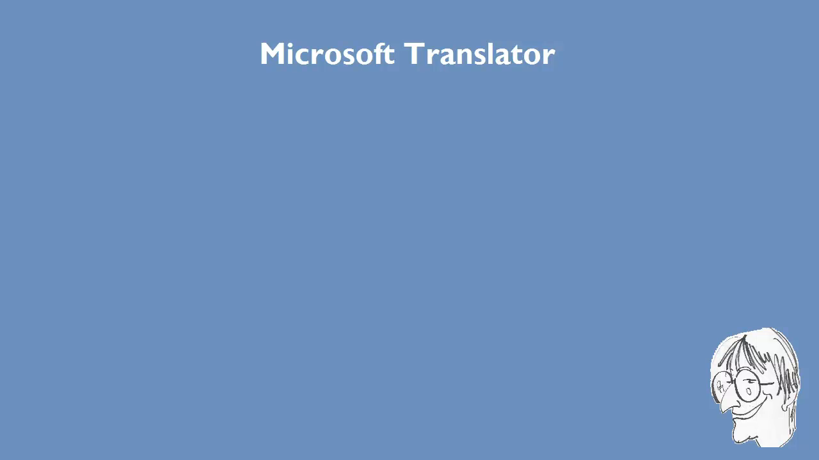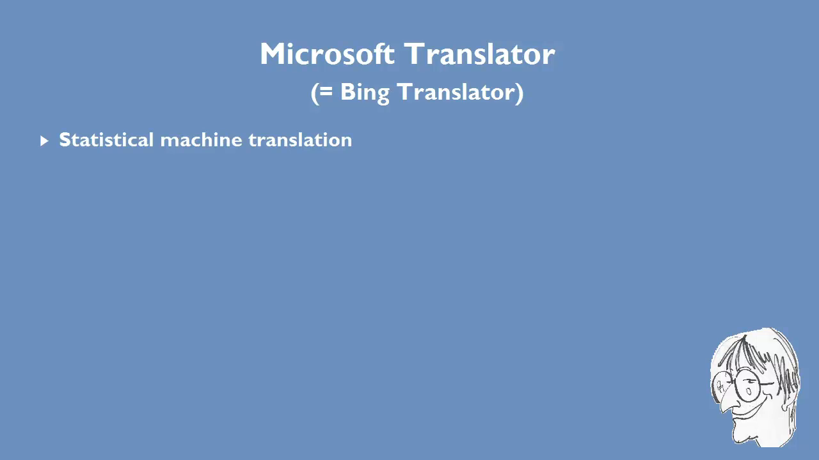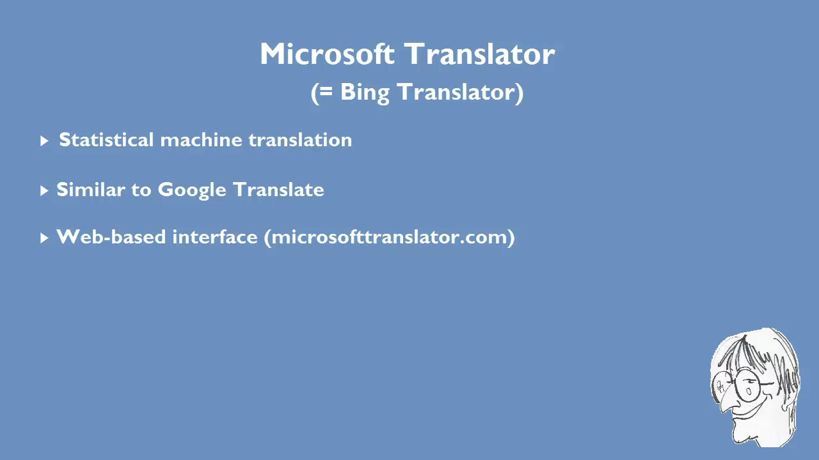Microsoft Translator, also known as Bing Translator, is a statistical machine translation service similar to Google Translate. Like Google Translate, it can be accessed via a web-based interface. And like Google Translate, it can also be integrated into CAT tools via an API.